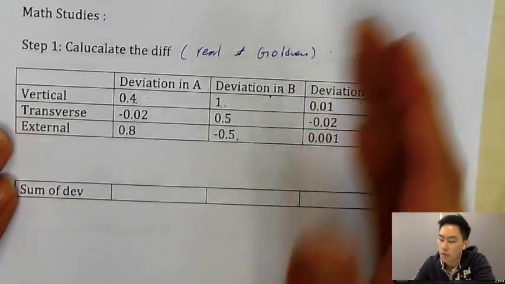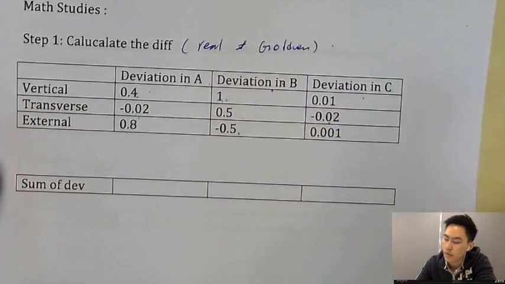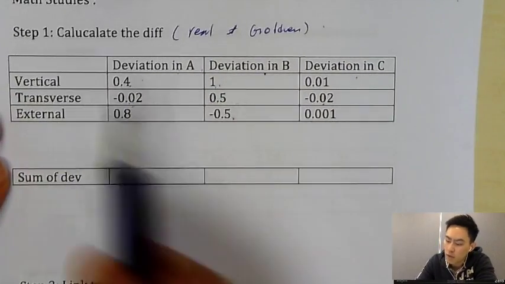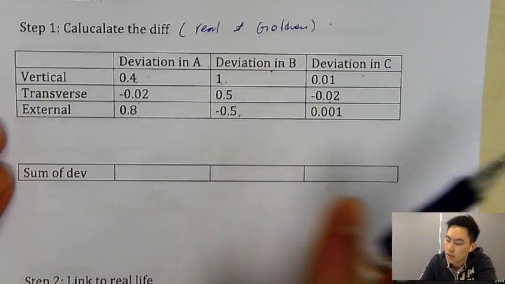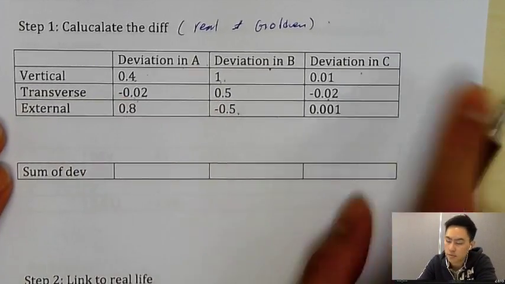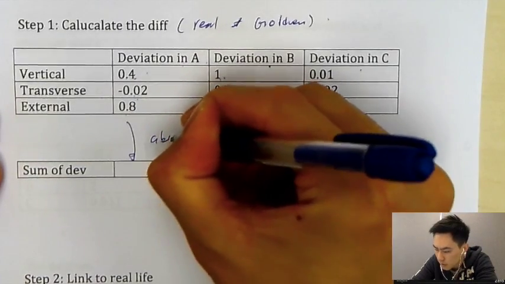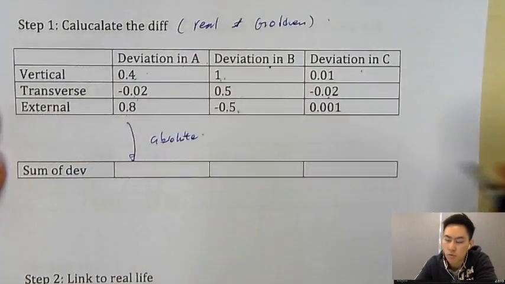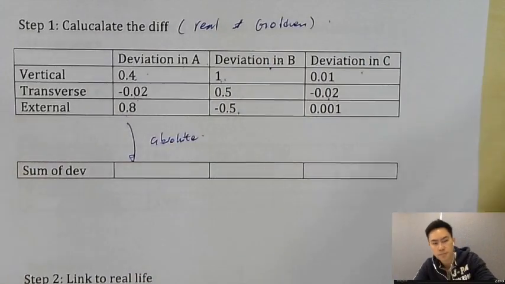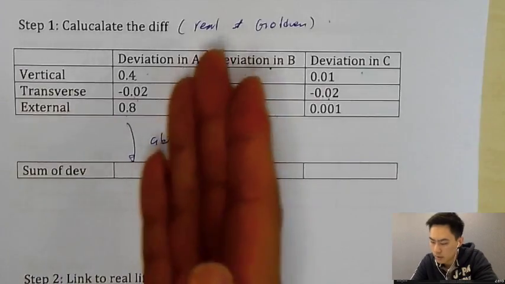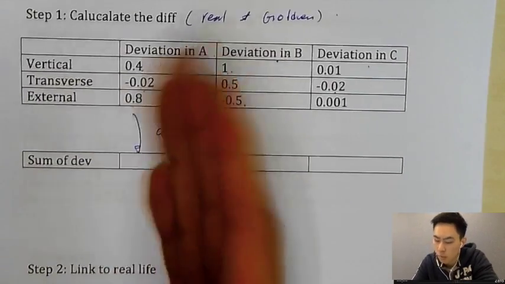Okay, so I want to see if my assumption is right. Basically, we can add up all the deviation, but we only calculate the deviation, so it doesn't matter if it's negative or positive, so we just take the absolute value. When I say absolute value, you can ignore the positive or negative. I just want to see how much the A face is away from the golden ratio.